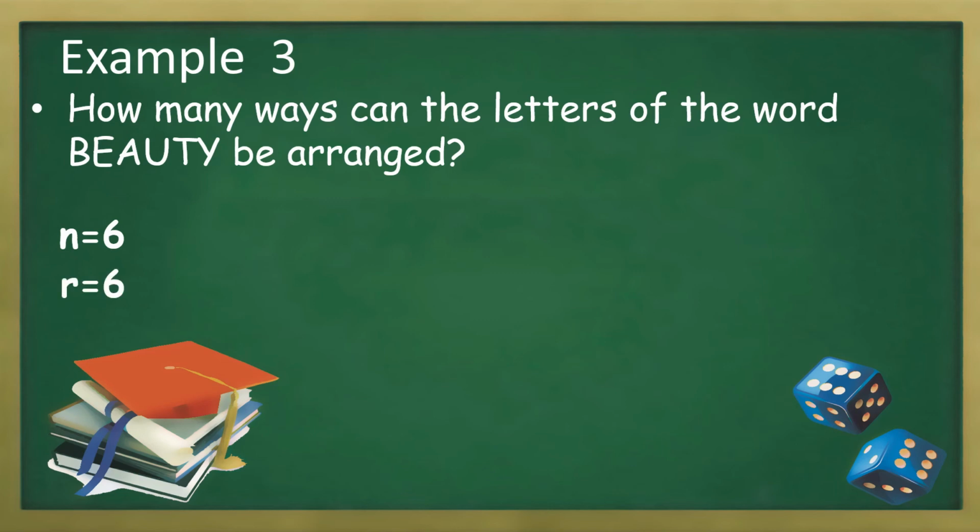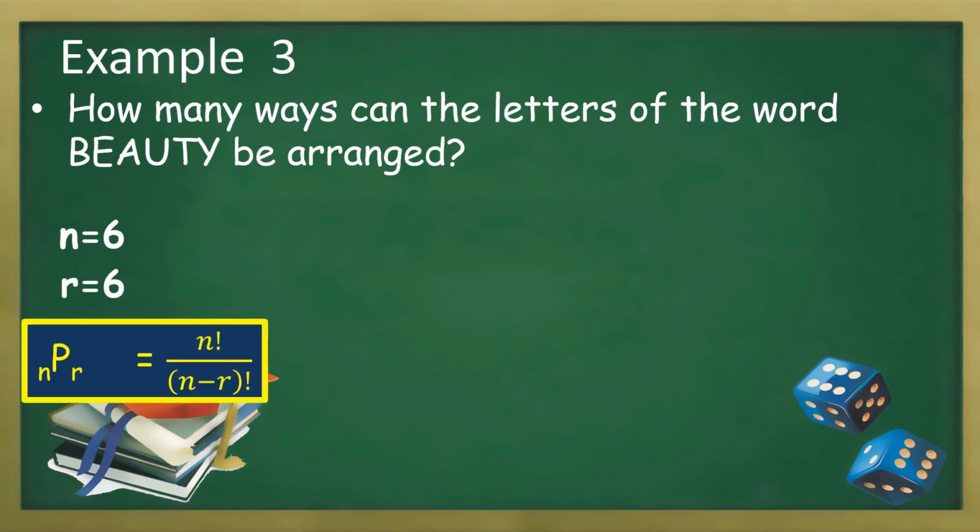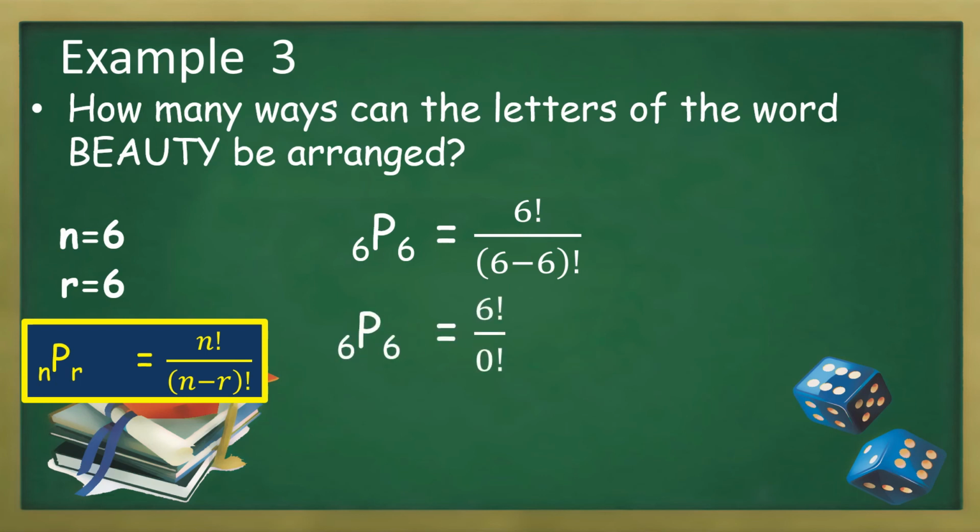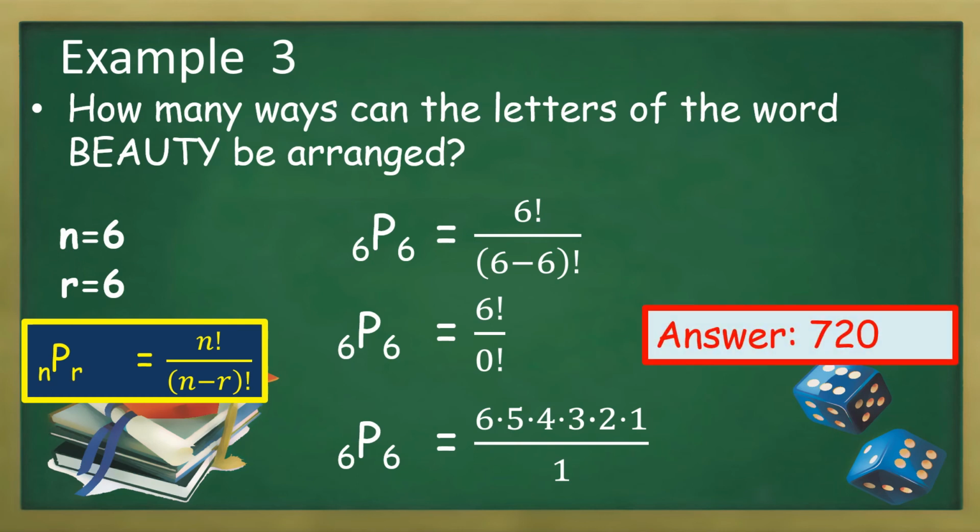Using our formula, nPr is equal to n factorial over n minus r factorial, we will have 6 factorial over quantity 6 minus 6 factorial. So solving for this, we will have 6 factorial over 0 factorial, and we all know that 0 factorial is equal to 1. So therefore, we will have 6 times 5 times 4 times 3 times 2 times 1 over 1, which will give us 720. So if we're going to rearrange the letters of the word beauty, we will have 720 different arrangements.